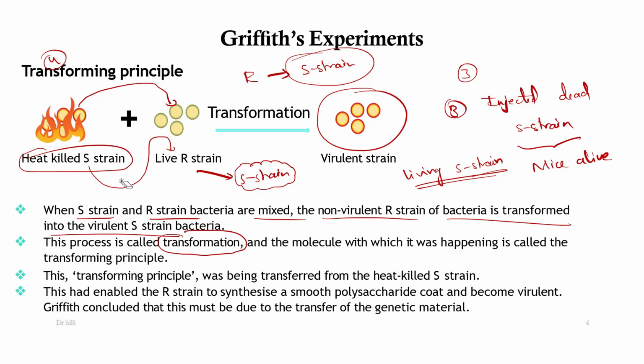And what is the transforming principle which made the R strain into the S strain? What is that information that is passed from the S strain to the R strain so that this R strain is converted into S strain? That we call the transforming principle. Understood what is the meaning of transforming principle?